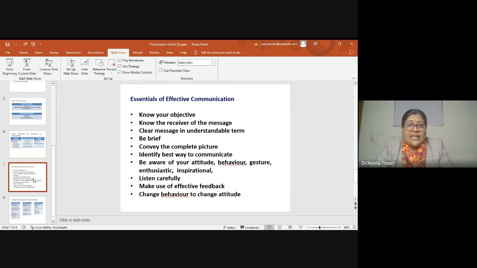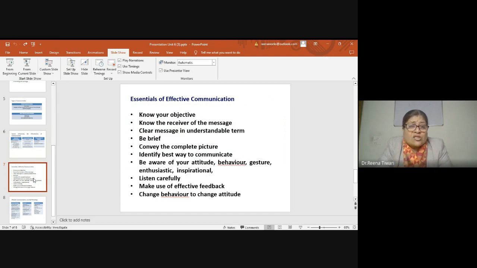Again, the head teacher needs to have a clear message in understandable terms. The terminology you are using should be such that the message is very, very clear. It should not be a vague and ambiguous message where no one is able to understand what is to be conveyed. The message should be brief too. Sometimes when we speak in detail, or when the message is written in a very detailed note, the basic objective of the message gets lost in between.